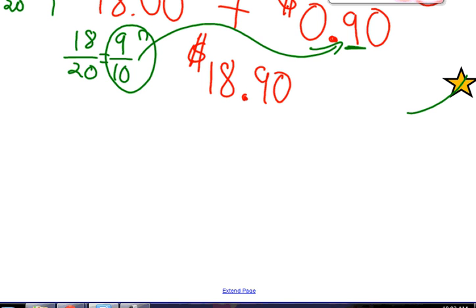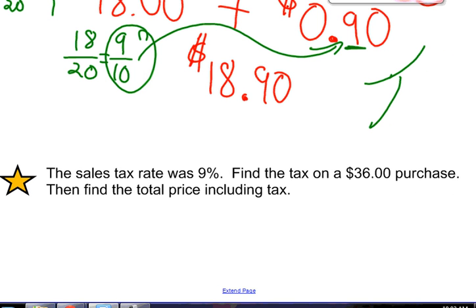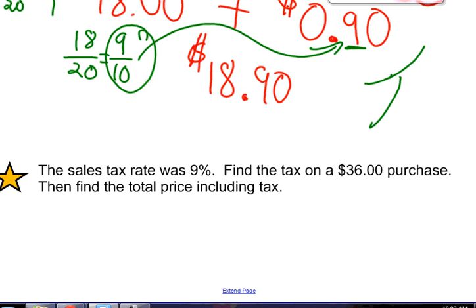Then I'm going to leave you with a sample problem. There you go. Sample problems to figure out working with percentages and working with money in terms of tax and total price. This is lesson 40.